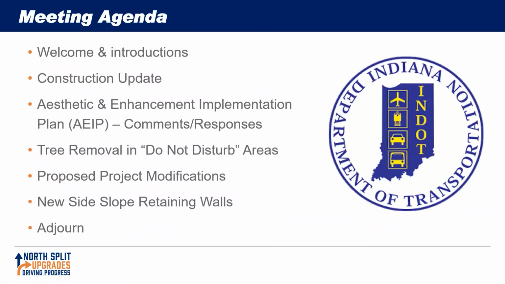So we'll start with some introductions with the presenters that you'll see here this evening. We'll also provide a construction update on the progress that's happened so far on the project. We did want to touch on some of the comments that we received on the Aesthetic and Enhancement Implementation Plan. You may have seen this as the acronym AEIP. We sent that out along with some landscaping plans back last fall, and we wanted to touch on some of the comments that we received from the public and some of the responses to those. Those comments and responses are all also available on the website at northsplit.com/landscape. We're going to touch on some tree removal in some do not disturb areas. We'll talk more about that. We're going to give an update on some proposed project modifications, talk a little bit about new side slope retaining walls that are being proposed, see if we have any more questions, and then we'll adjourn for the evening.